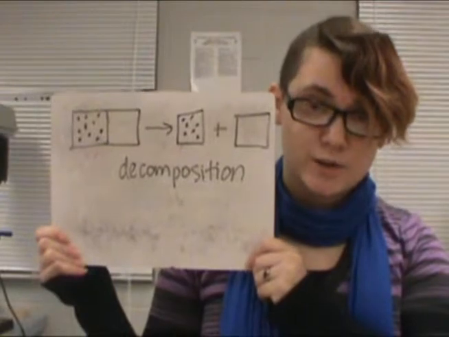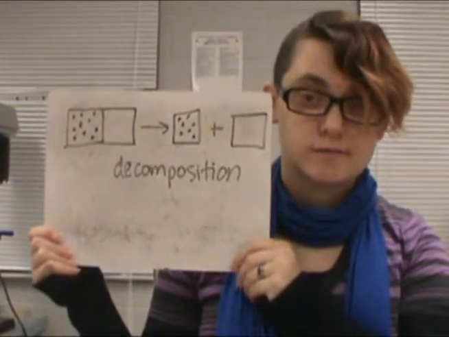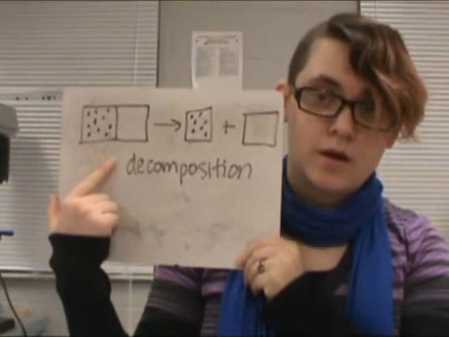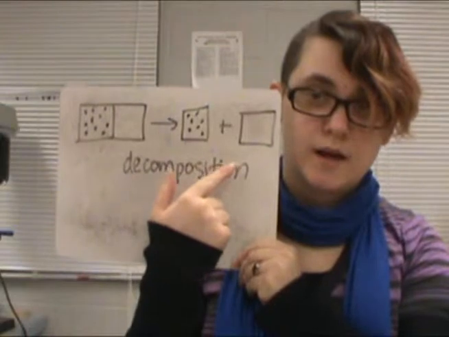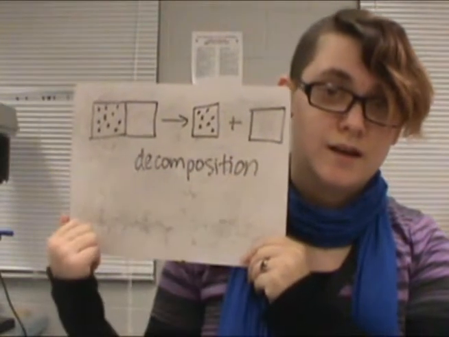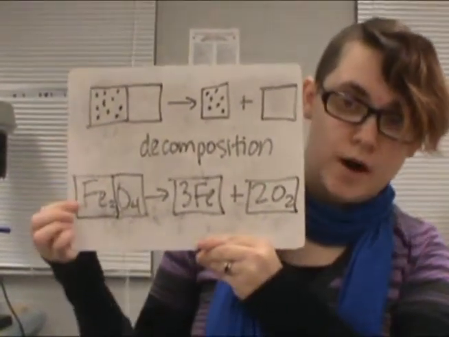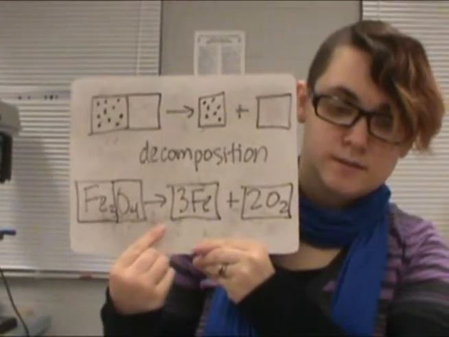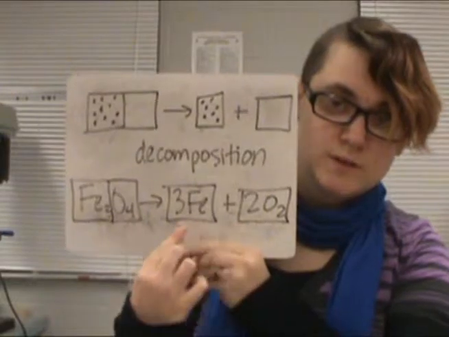In a decomposition reaction, you're looking for something to break down into smaller parts. So you'll have a compound yields an element plus an element or a polyatomic ion plus an element. Here's an example. Iron oxide, a compound, yields iron plus oxygen, 2 separate elements.